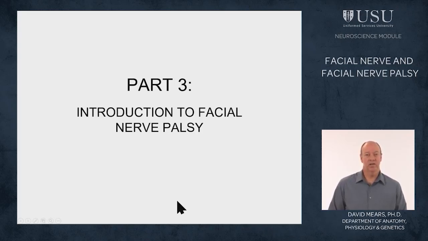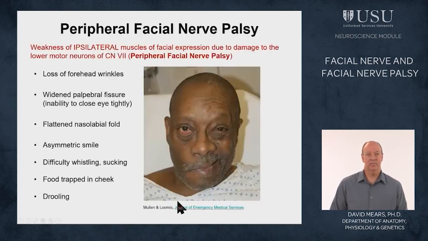When you see this type of weakness, like any other kind of weakness, it's going to be very important for you to be able to determine whether that weakness is caused by damage to lower motor neurons, in which case we call it peripheral facial nerve palsy, or upper motor neurons, in which case we call it central facial palsy. And so in this part, I'm going to talk about how you tell the difference between those two conditions and the anatomical basis for that difference.